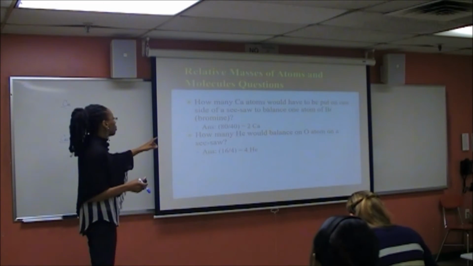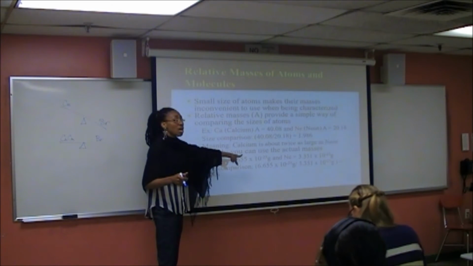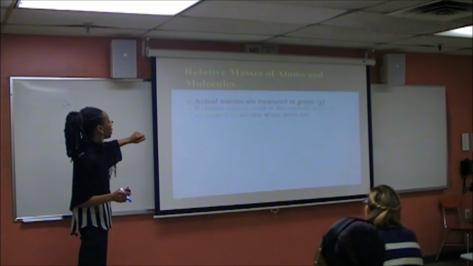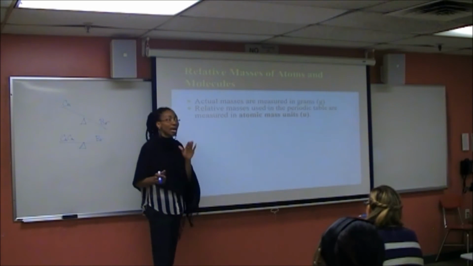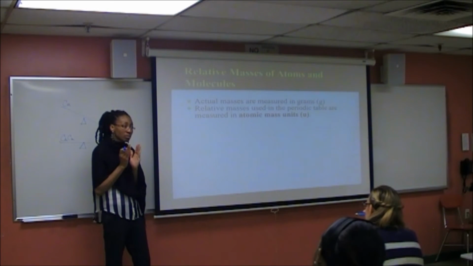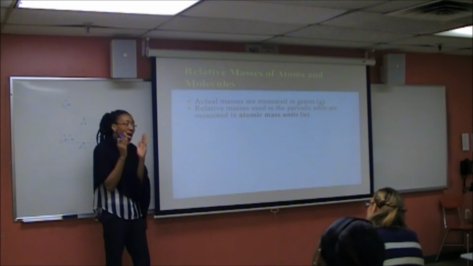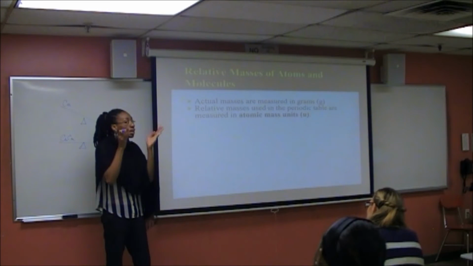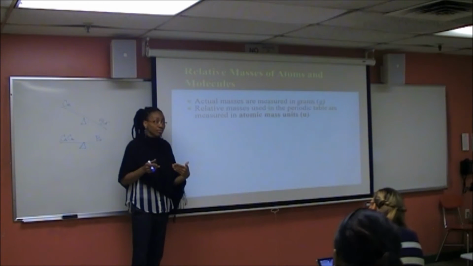Okay, so you see now, if we go back to the actual masses of calcium and neon, the units for your actual masses is in grams. Your relative masses is measured in atomic mass units. Remember, where do you find atoms? Inside of elements, right? Your relative masses has to do with your elements, so that is a compilation of all the atoms in there. This is measured in atomic mass units or U's.